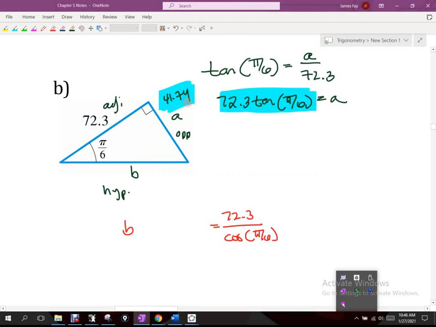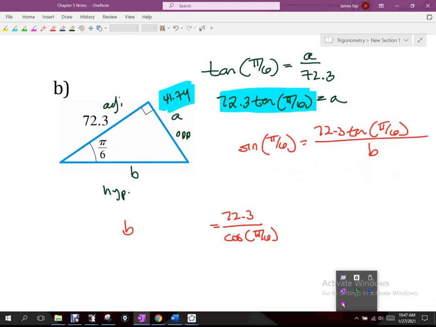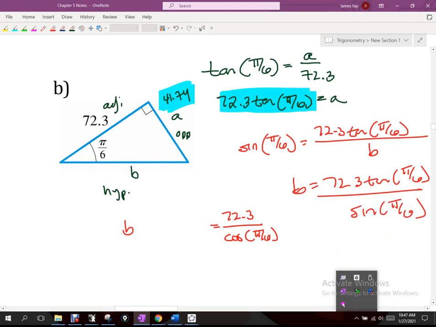If we wanted to use A to find B, opposite, I would use sine, right? So let's say sine of pi over 6 is equal to A, 41.74. But I don't want to round it, so I'm just going to type in 72.3 tangent of pi over 6. That's what A was, right? Can I divide that then by B? I can write it that way. And that will turn out to give you the exact same thing as 72.3 divided by cosine pi over 6.